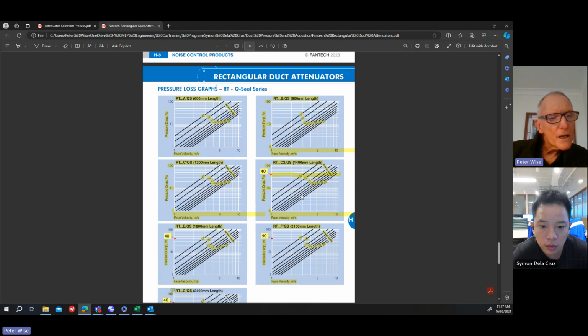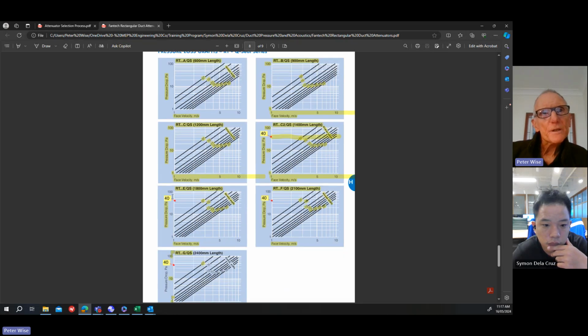Okay. If we go to the 10C2, so we're still in the same chart, go across to 10, we get a face velocity of 4. So this is the duct velocity at the inlet to the attenuator. If you go to the 12E, so you go down to this one and go across 40 pascals to 12, it's about 5 face velocity.